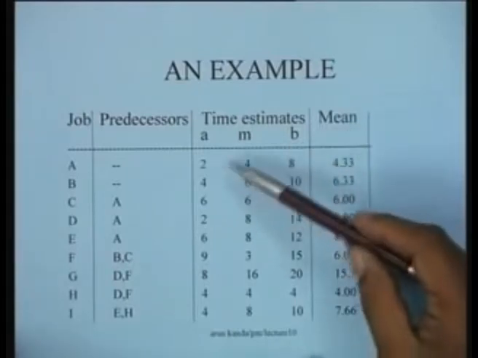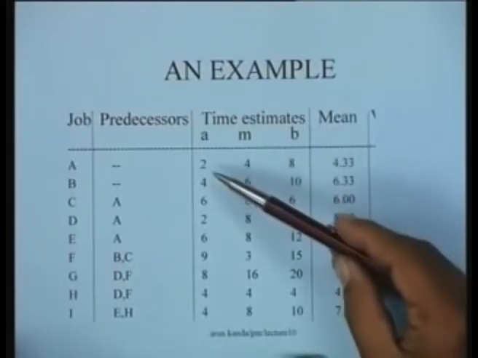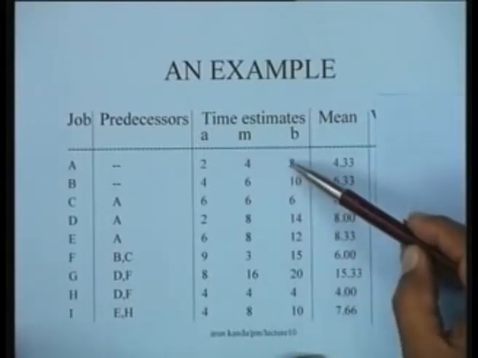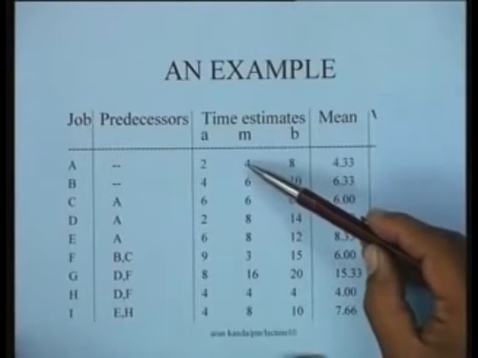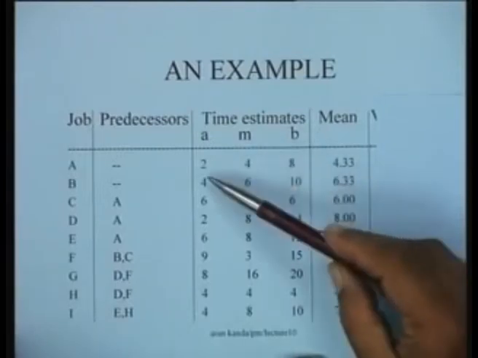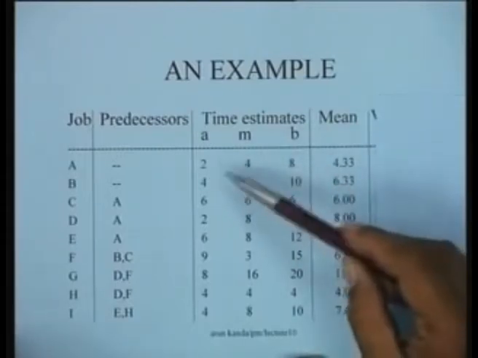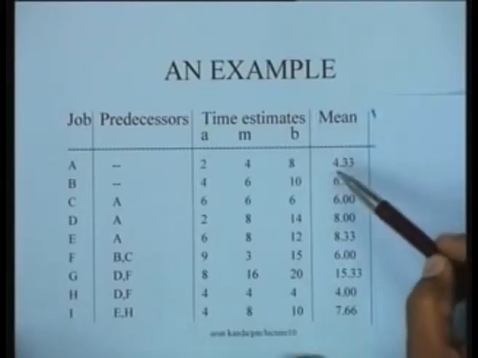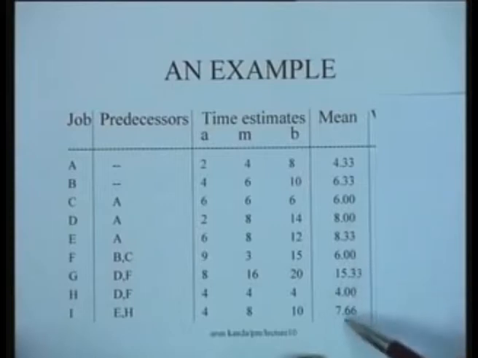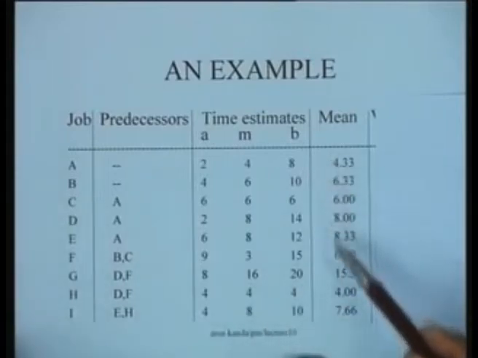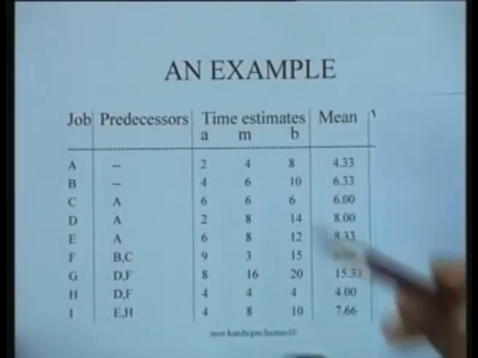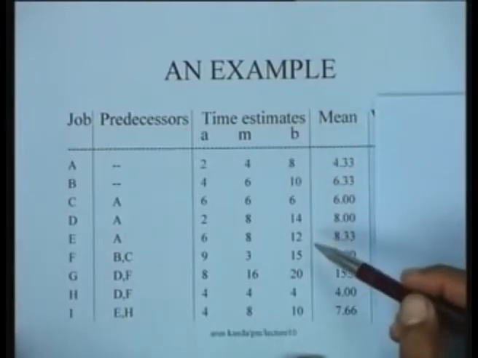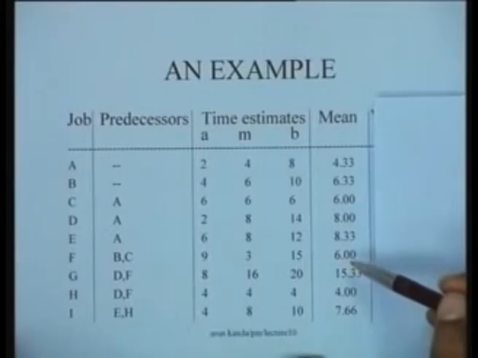So the mean for the activity, for instance, say take activity 1 for that matter, (a + 4m + b)/6 is going to be (16 + 10)/6 = 26/6, and this value is 4.33. In a similar manner, all the means for all these activities are computed. Yes? So in activity F, the mean time is 3, it is most likely time.